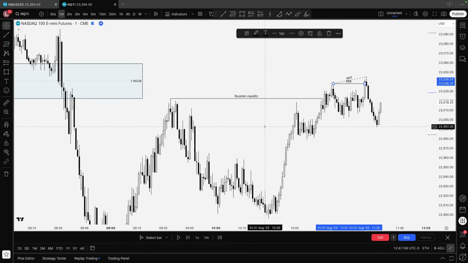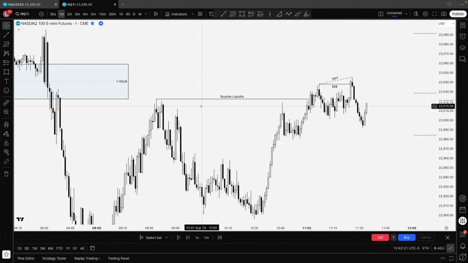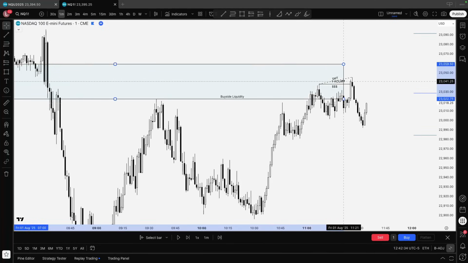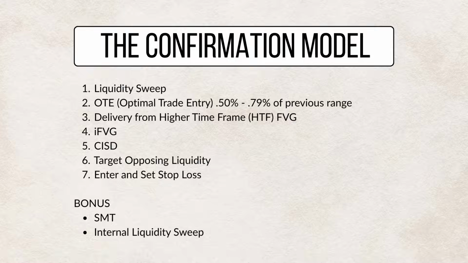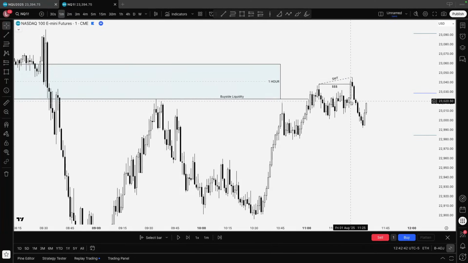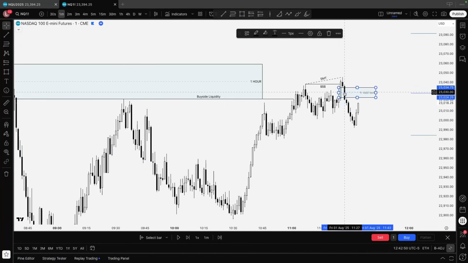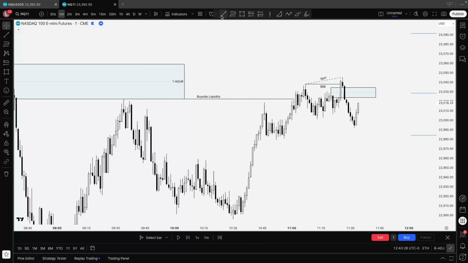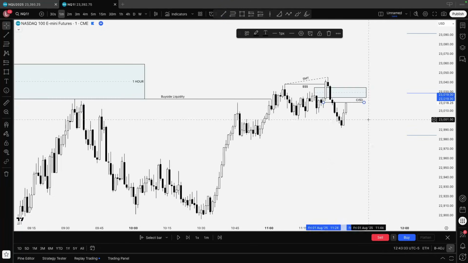It simply means that after we swept the buy-side liquidity here, we created new liquidity and quickly came up and took that. So we've had a liquidity sweep, tapped into a higher time frame fair value gap, put in an SMT, had an internal liquidity sweep, created a fair value gap that we have now inversed, and then get a change in the state of delivery.